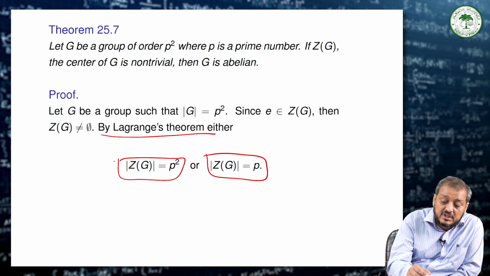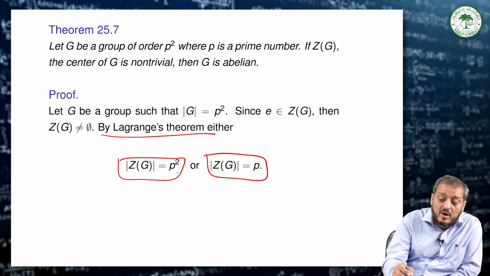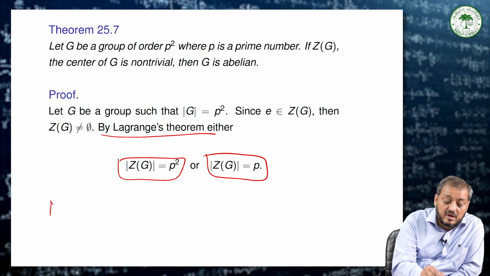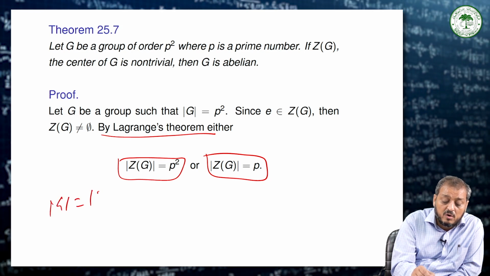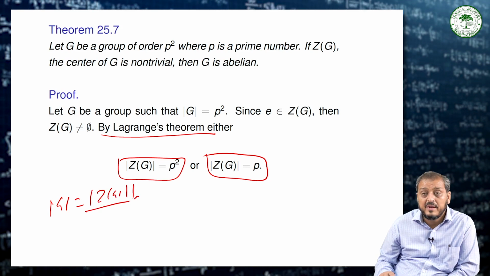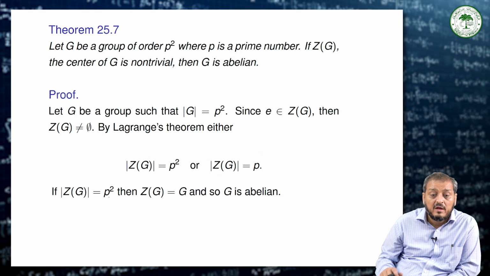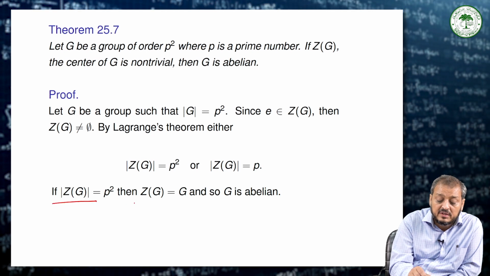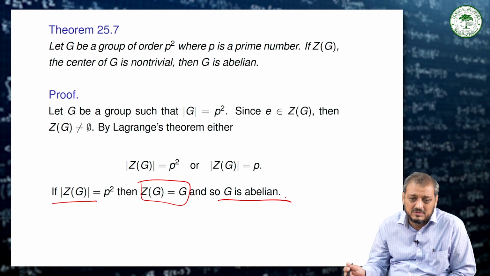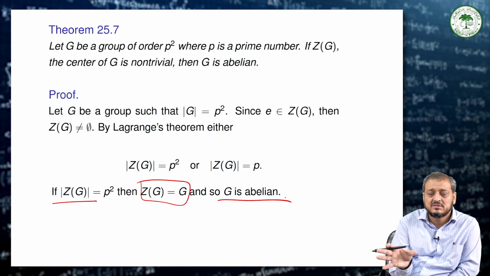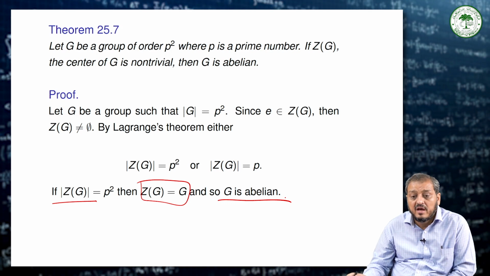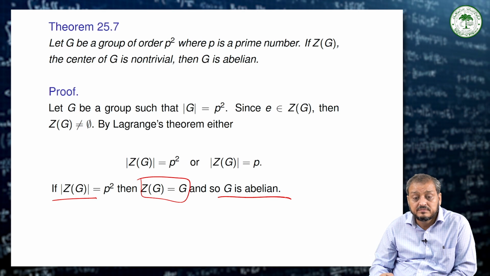If the order of ZG is equal to P squared, then the order of G is the same as the order of ZG, and then we can say that G is abelian. So if the order of ZG is P squared, then ZG is the same as G, so G is abelian, because the center commutes with every element.